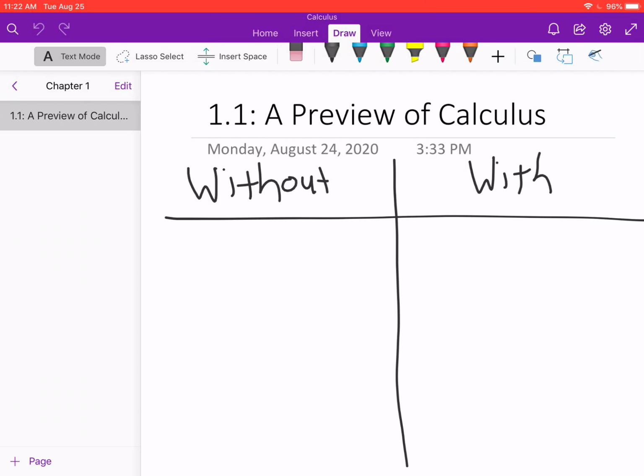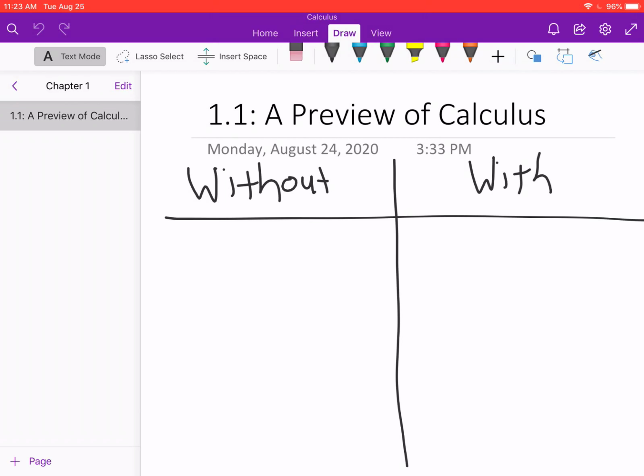This is section 1.1, a preview of calculus. So what we need to talk about is what is calculus. We split calculus up into two different categories. The first category that we'll be dealing more with this year is differential calculus.